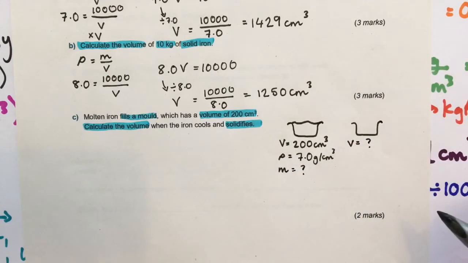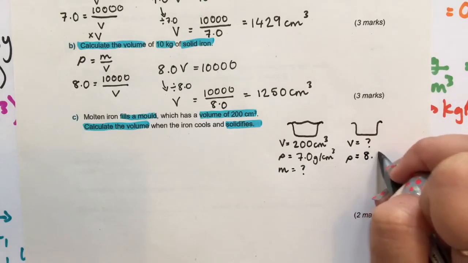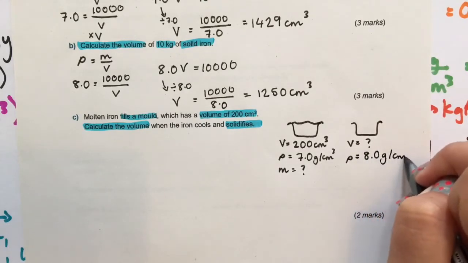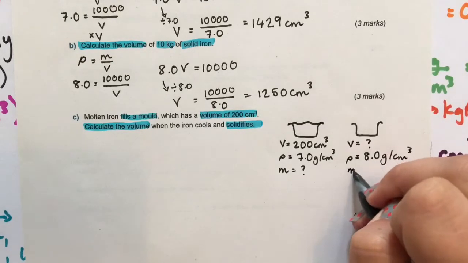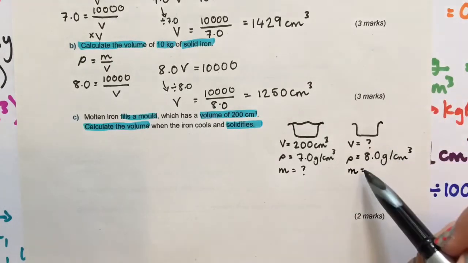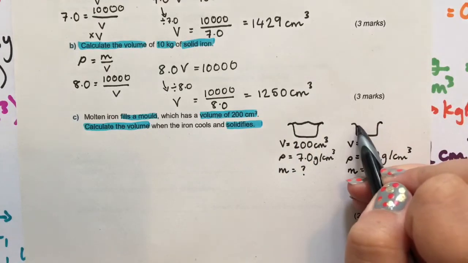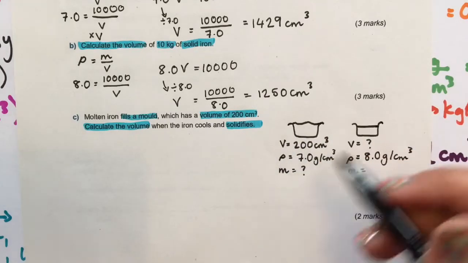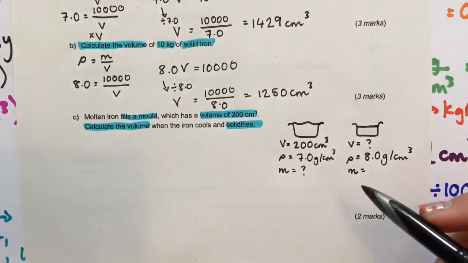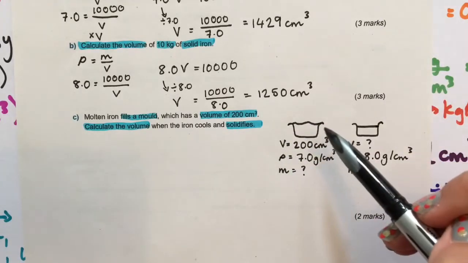And that's what we're being asked to work out. We know that the density is 8.0 grams per centimetre cubed. So it's more dense. And the mass will be the same mass as what is in the mould beforehand, because we've not added any more atoms, we've not added any more iron, so it's going to be the same mass, the same amount of matter.